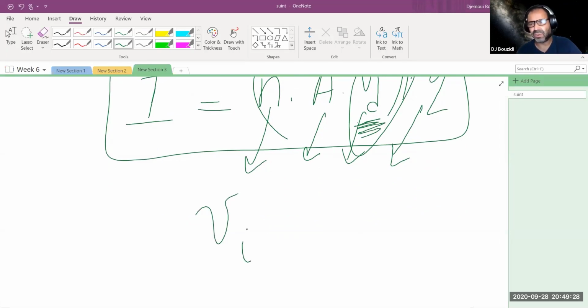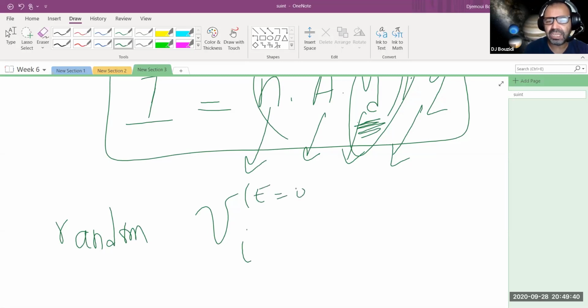The index i is for their individual velocities. One of them could be going this way, the other one going that way. They're random. So this is random motion, in the absence of the electric field, E equal to 0. But when the electric field is applied, they more or less move in the same direction.